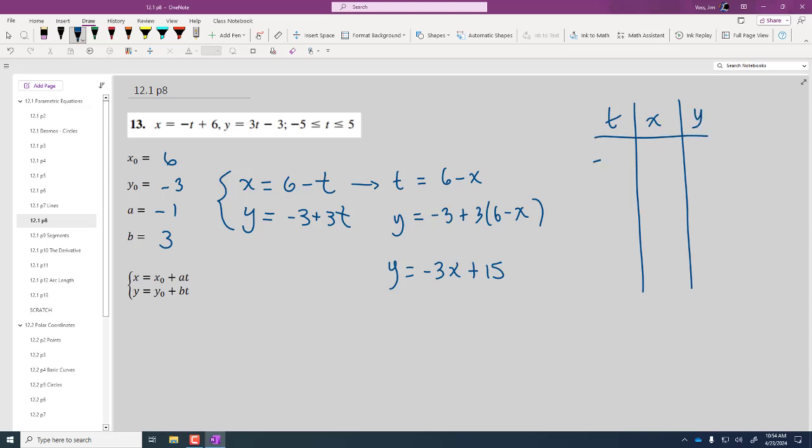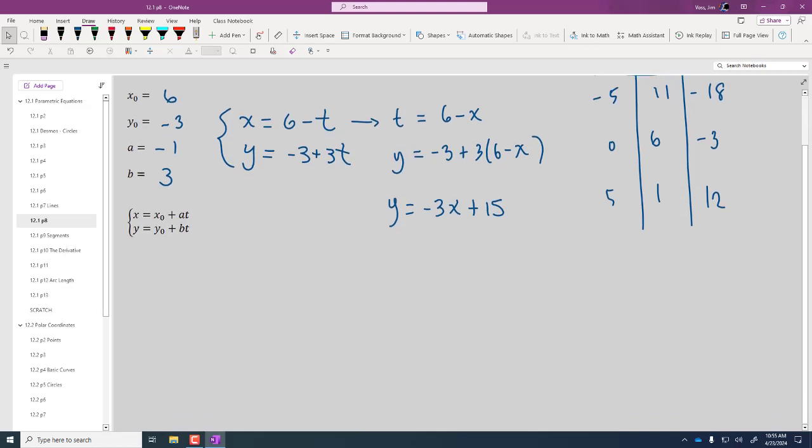Our domain is given to be negative 5 to 5, so let's go ahead and do that kind of thing again. And if we plug in negative 5 into our parametric equations up here, negative 5 for the t is going to give us 11. Negative 5 in there is negative 15 minus 3 is negative 18. Plug in 0 should be 6 comma negative 3. Plug in 5, I'm seeing 1 comma 12. Does everyone agree with those? So those are the end points and a point in the middle.